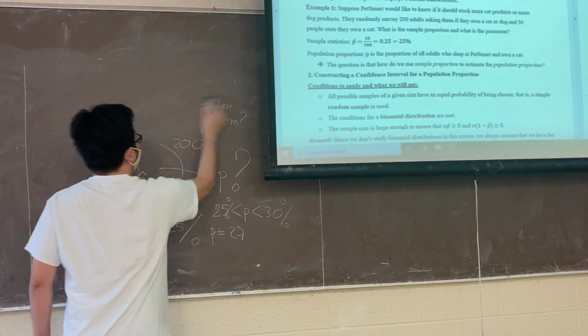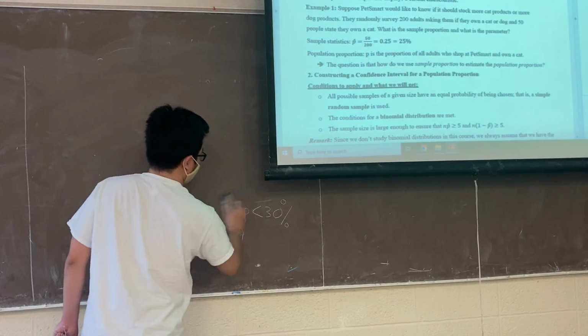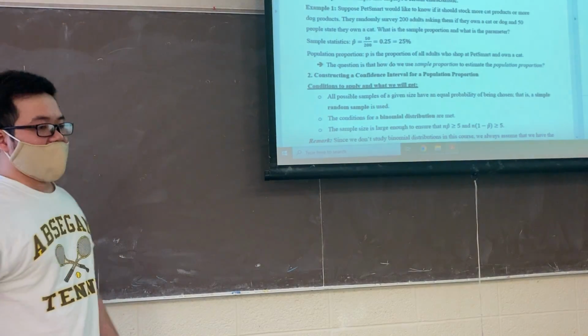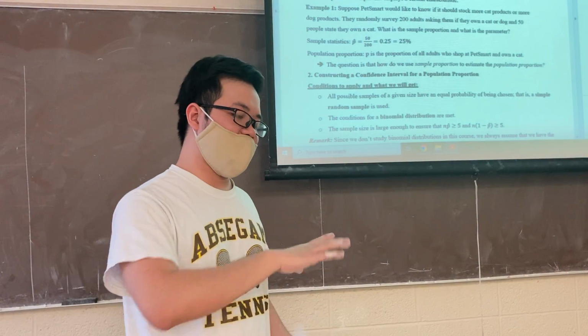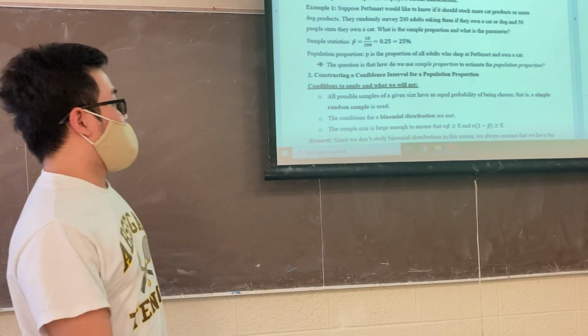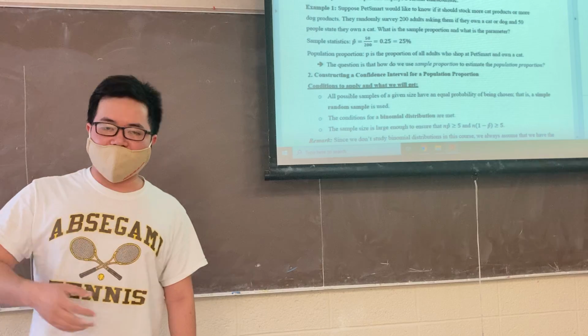Okay, that is the two kinds of estimate. So what is the method? How do we estimate the population proportions? We have the method here.